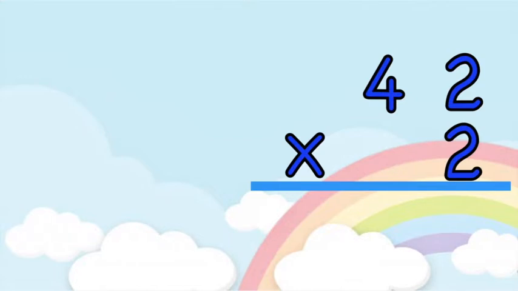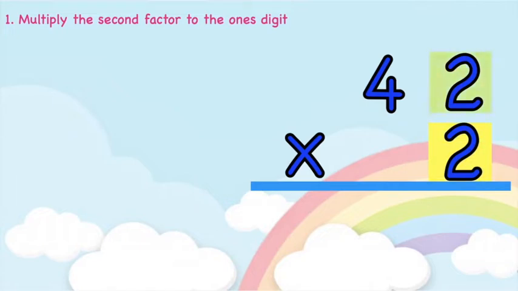So if you have this kind of number, all you need to do is to multiply the second factor to the ones digit. Just like this. 2 times 2, that is equal to what? 2, 4. So that is 4. We are going to write 4 at the bottom of ones place. You need to align it at the ones place.